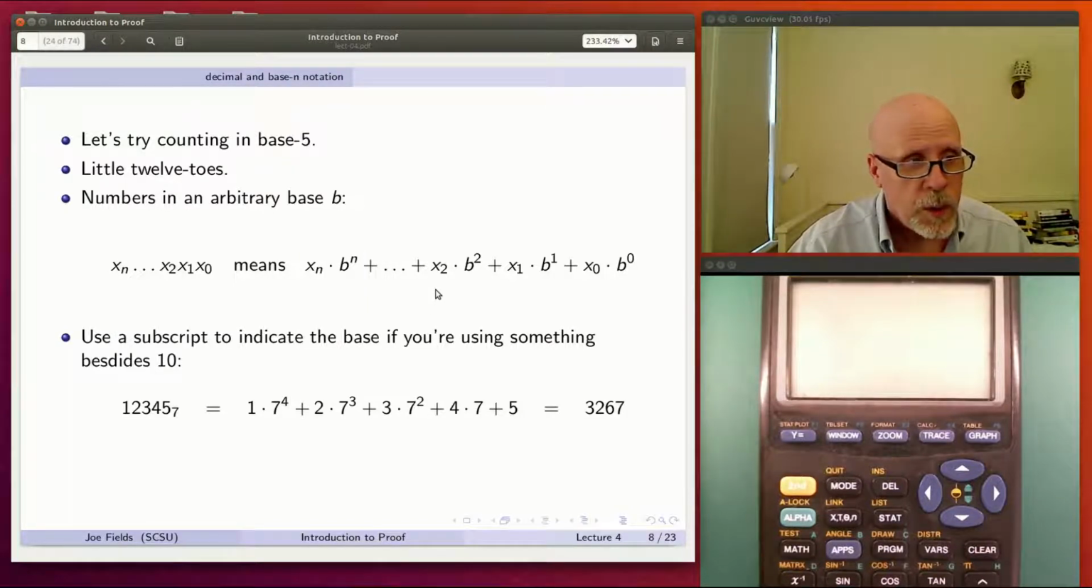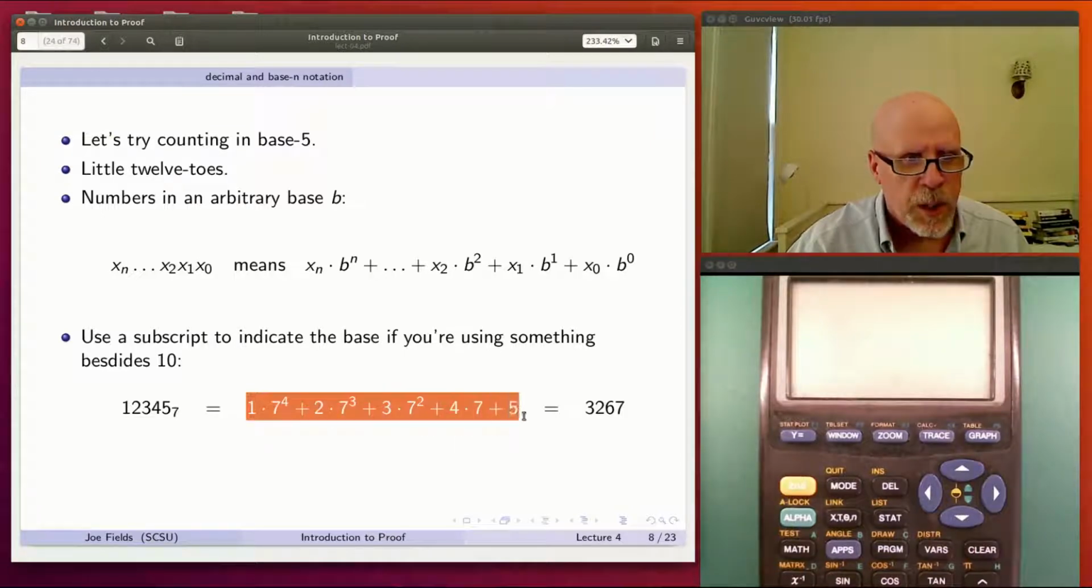Though if you're doing one of these funky bases, usually it's a good idea to warn people, because people normally think you're writing base 10. So if you're going to be using a different base, unless it's clear throughout a whole chapter that you're in a funny base, put a subscript on it to indicate the base. So this is 1, 2, 3, 4, 5 in base 7. And there is what the place notation means.